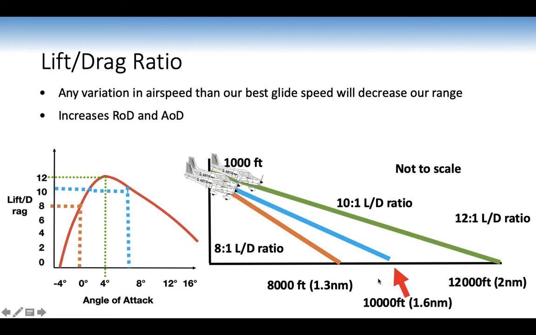So if you glide at 73 knots, this is your range, 12 to 1. For every 12,000 feet you glide, you only lose 1,000 feet.